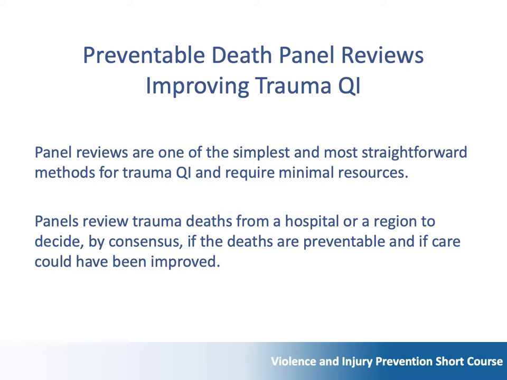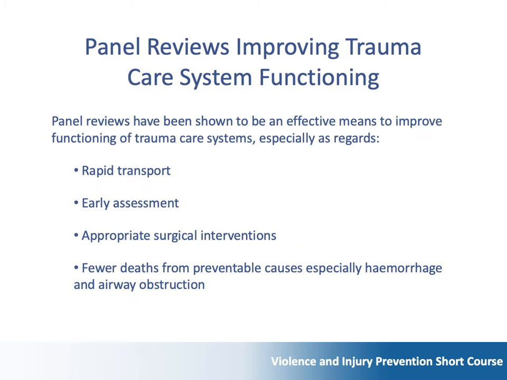Panel reviews are one of the simplest and most straightforward methods of trauma QI and require minimal resources. Panels review trauma deaths from a hospital or a region to decide by consensus if the deaths are preventable and if care could have been improved. Some examples of preventable deaths are deaths that occur from airway obstruction or from isolated injuries to the spleen, both of which are eminently treatable in most any location in the world.